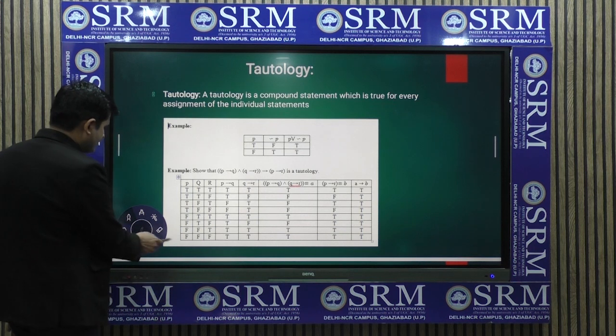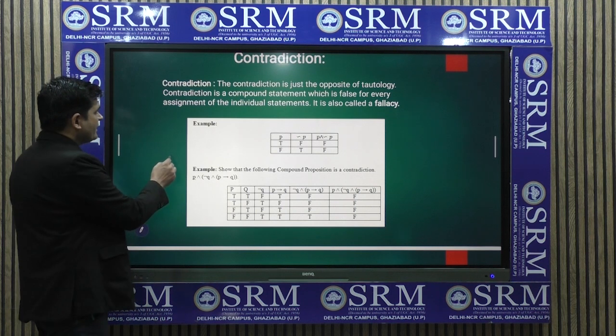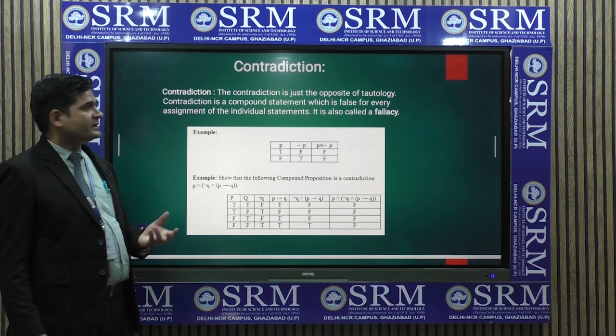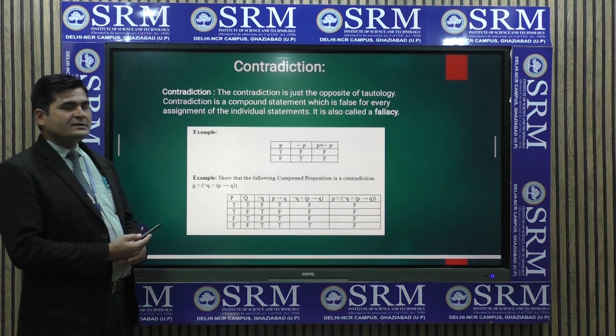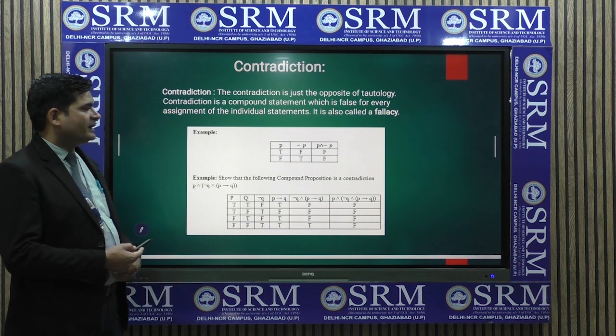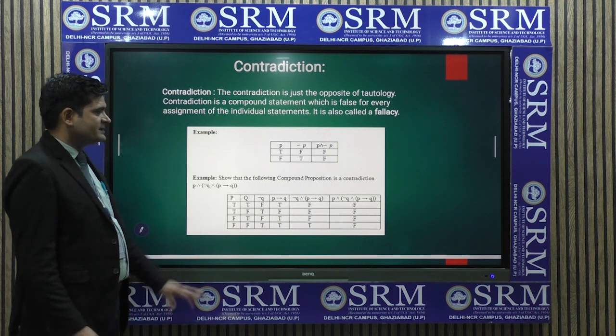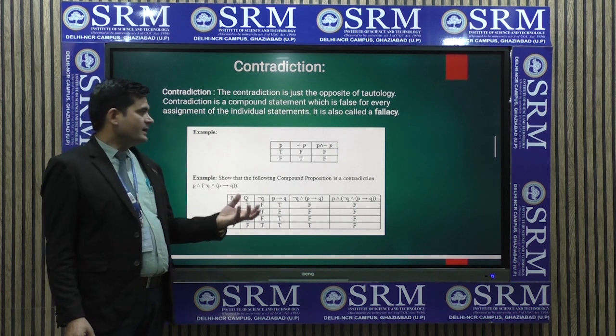So in the next slide, we will discuss the contradiction. What is a contradiction? A contradiction is just the opposite of a tautology. A contradiction is also a compound statement which is false for every assignment of the individual statements. If it is false for every assignment, then you will say that it is a contradiction.